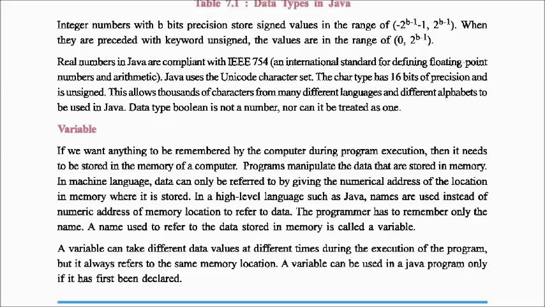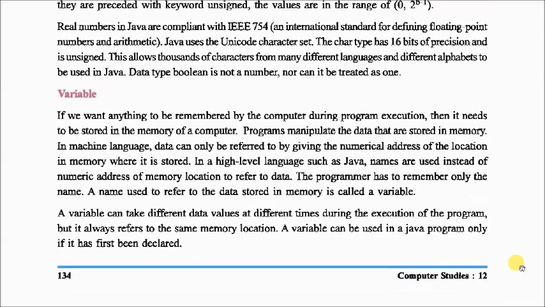Understood? So here, suppose in place of any numeric value you are using variable names, that is called the memory storage, where it will be stored and with which name. That name is called the variable. A variable can take different data values at different times during the execution of the program, but it always refers to the same memory location. A variable can be used in a Java program only if it has first been declared. Means you need to declare it, like P, principal amount. You need to declare which data type is allowed for that variable.